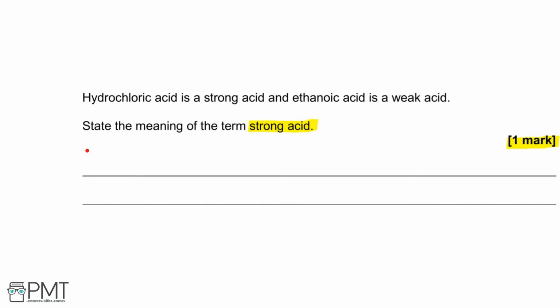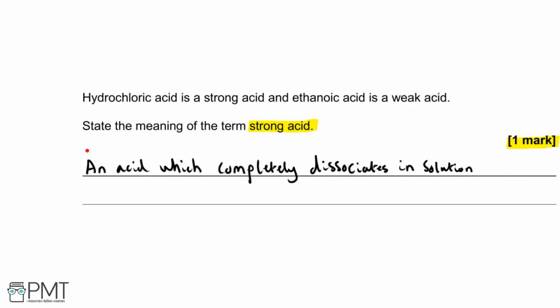So the strength of an acid refers to the degree in which it dissociates in solution, rather than anything like how corrosive it is or its pH. So to be specific, a strong acid is an acid which completely dissociates in solution. This is in contrast to a weak acid, which is only going to partly dissociate. The acid in solution dissociates into ions, so instead of saying dissociates, the term ionizes could also be used to gain that mark.